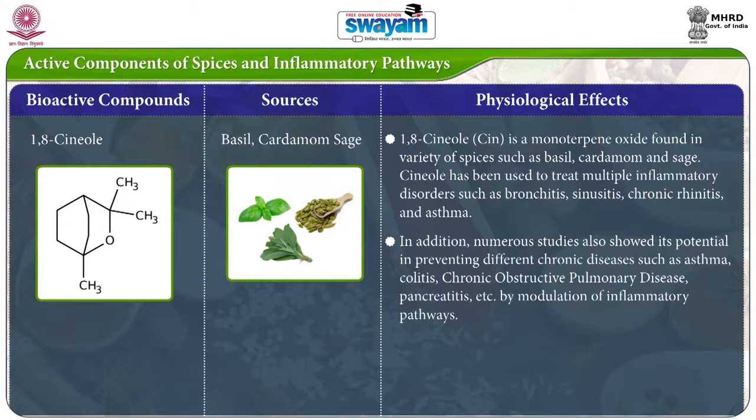1,8-cineol. It is a monoterpene oxide found in a variety of spices such as basil, cardamom and sage. Cineol has been used to treat multiple inflammatory disorders such as bronchitis, sinusitis, chronic rhinitis and asthma. In addition, numerous studies also showed its potential in preventing different chronic diseases such as asthma, colitis, chronic obstructive pulmonary disease, pancreatitis, etc. by modulation of inflammatory pathways.